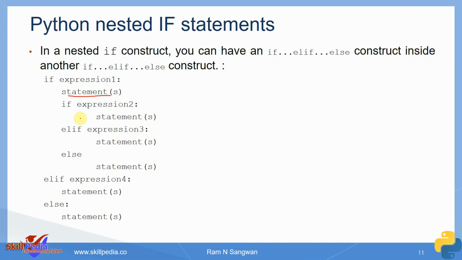Statements. If this expression and all this else if and else if are at the same level. Point to be noted. This if statement is clearly one statement, and it is continuing here, else if, else, because they are at the same level. So this if statement is continued here, and whatever is inside is another set. This is called a nested if statement.